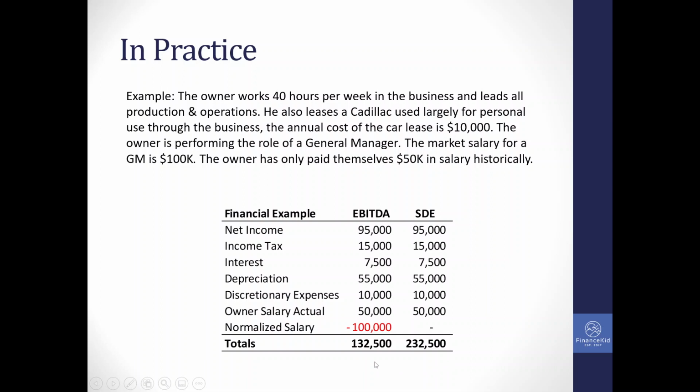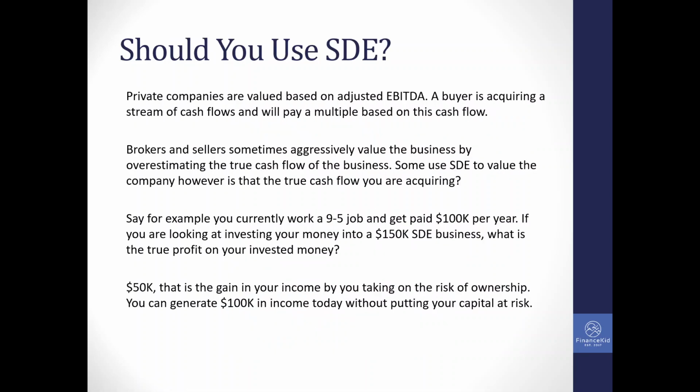So if you give a 4 multiplier on EBITDA or a 4 multiplier on SDE, you're going to overpay using the SDE metric, and that's why, again, I go back to why would we even use the SDE metric? Well, the reality is, for private companies, you want to use EBITDA as the valuator because it's the best way to capture the stream of cash flow from the business, and it's very commonly used across the marketplace. But brokers and sellers will sometimes aggressively value the business by overestimating the true cash flow of the business and wanting to gross it up.